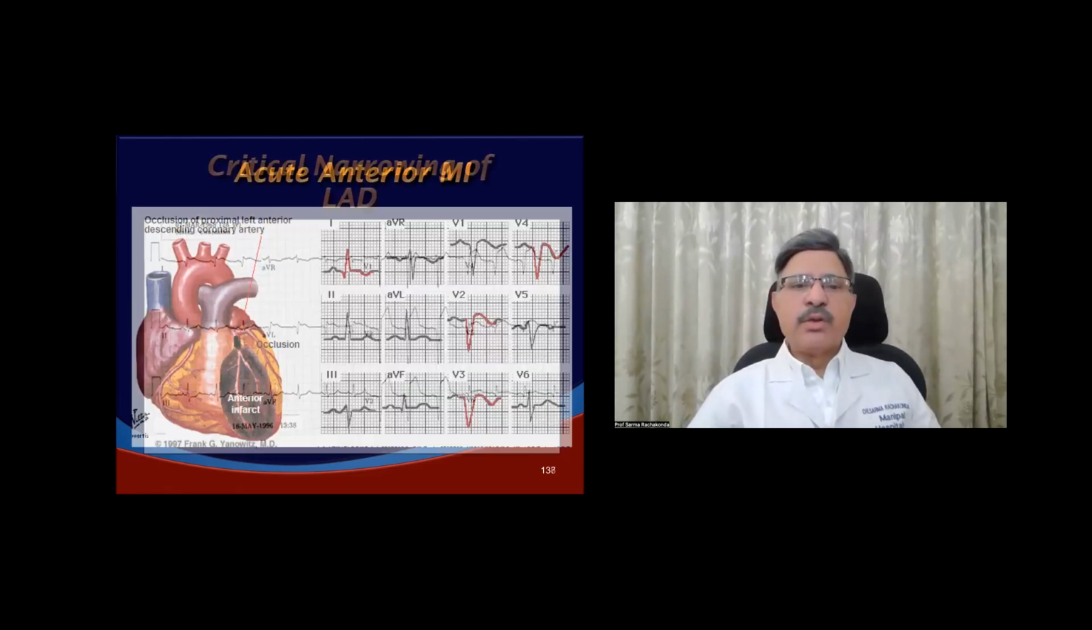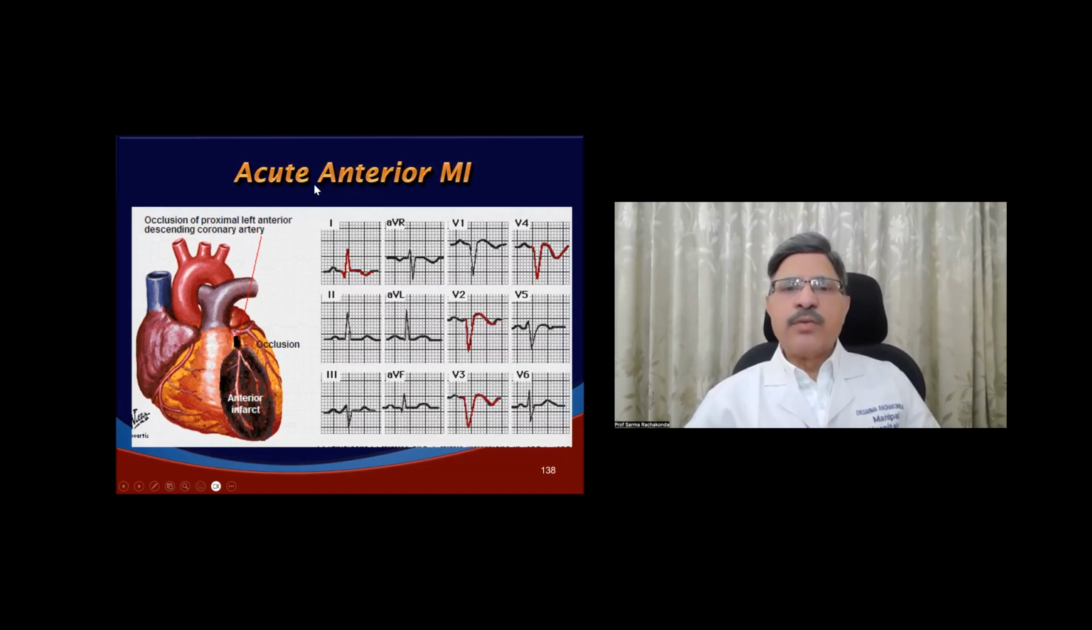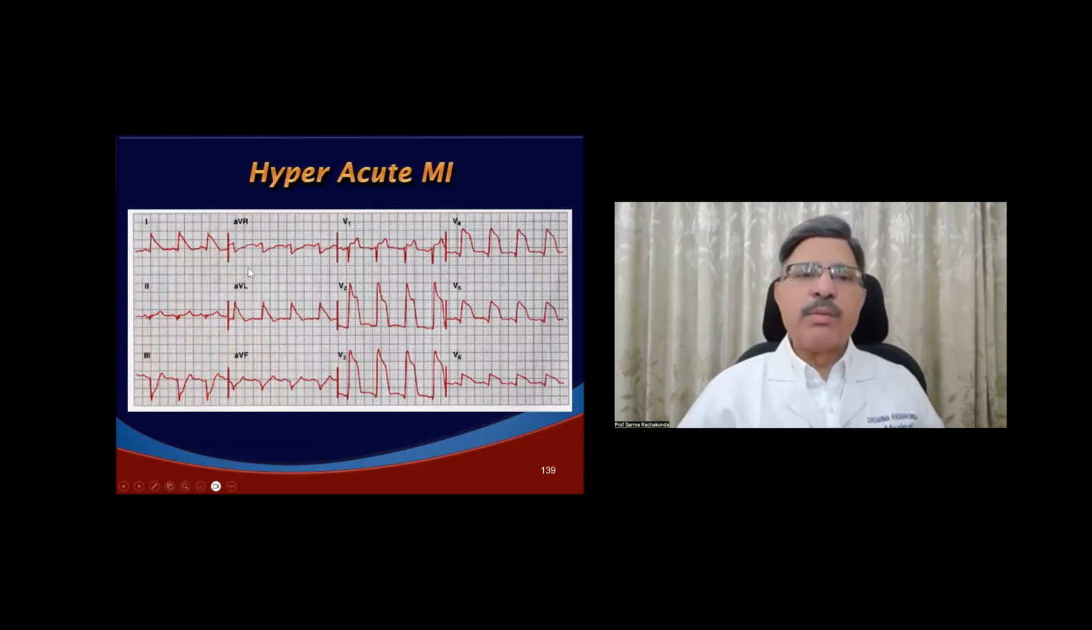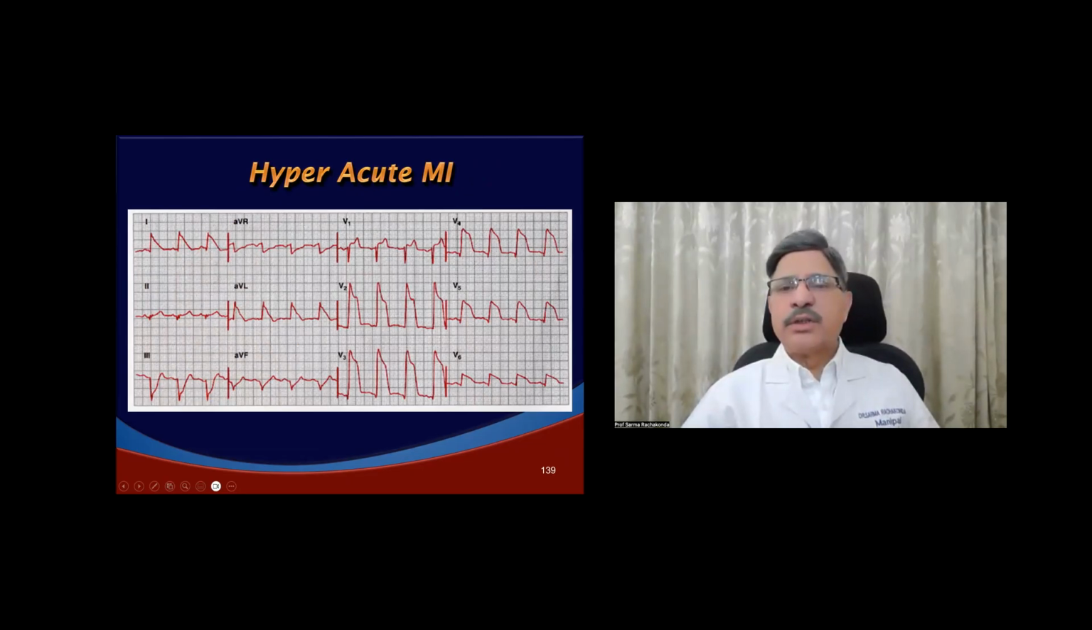And now you see acute anterior wall infarction means V1, V2, V3, V4. These are the areas for the anterior infarction. V1, V2 are septal leads, V3, V4 are the anterior leads. Now you see here, this is a hyperacute MI. You see very sharp elevation of the ST segment along with peaked T waves there.